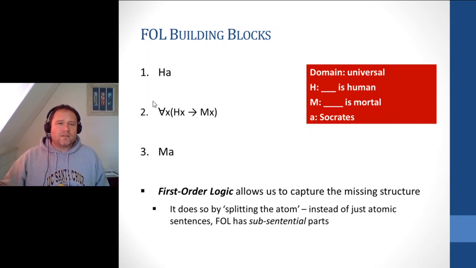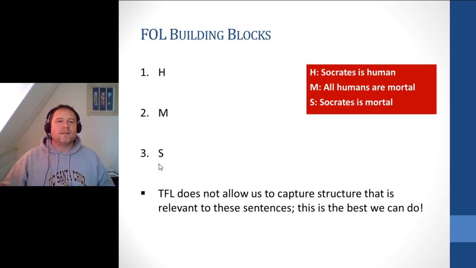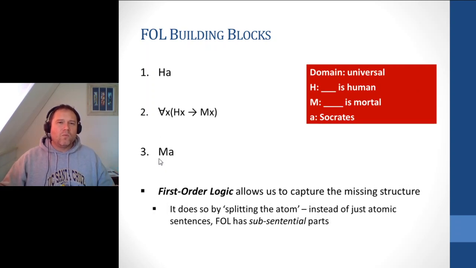We're going to symbolize our sentences in a different way, and note now this argument is in fact going to be valid. The validity of the argument is going to be captured by our formal language. So first order logic is going to allow us to capture the missing structure. And it does so by, as we jokingly say, splitting the atom. That is, to go back a slide, instead of just these atomic sentences, which don't have any structure, we have structured entities. We have subsentential parts which are stitched together in a certain kind of way. So this is the big advantage of first order logic. It's going to have more structure.